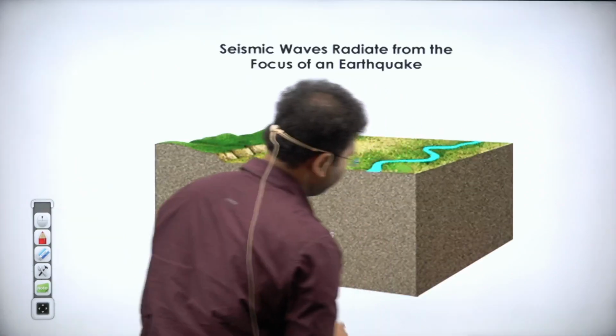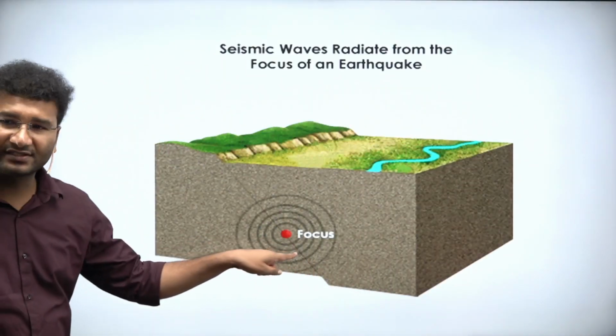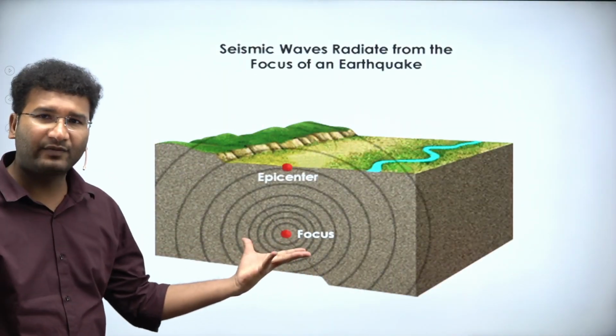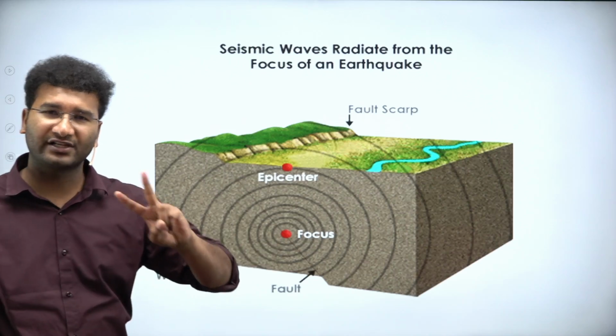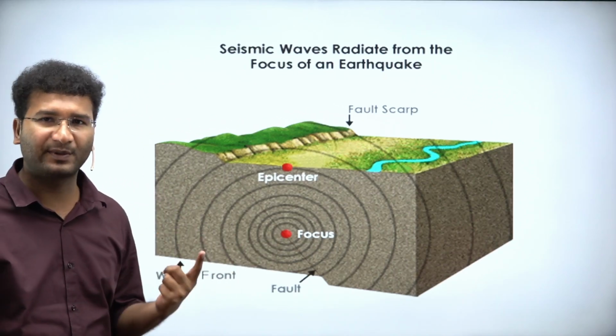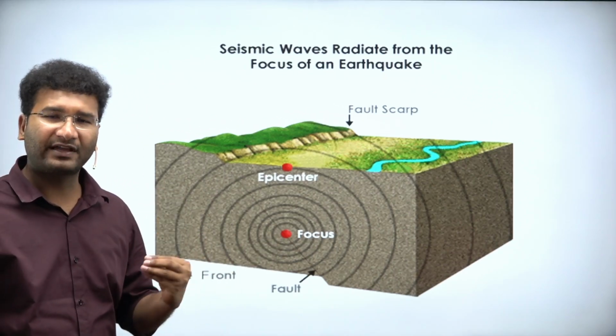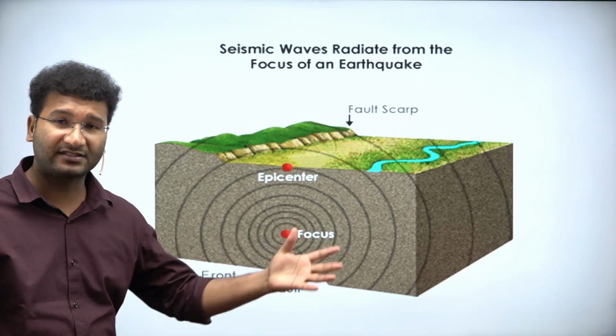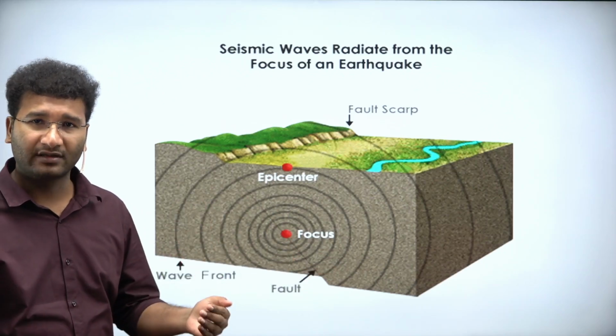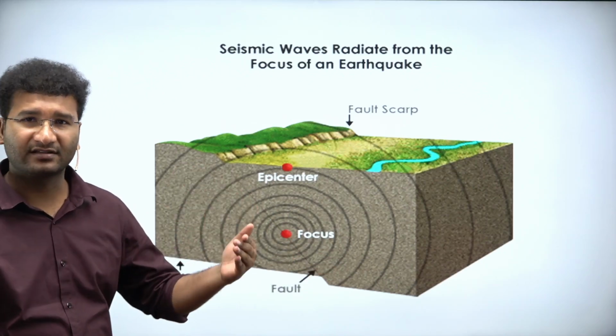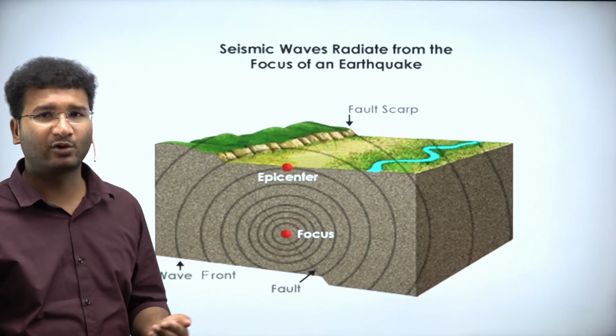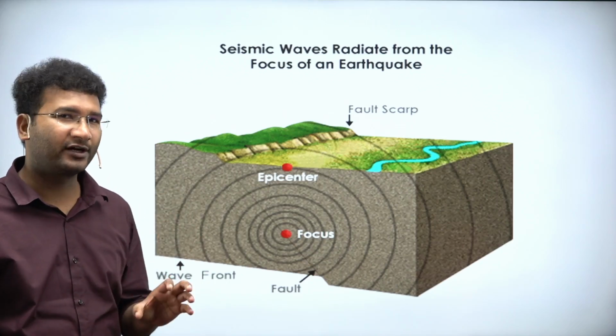Look at this. This is the focus. Whenever an earthquake is generated, it will release two sets of waves. What are these two sets of waves? One is the P wave and the other is the S wave. The P wave characteristic is that P waves travel faster and S waves travel slower. The P wave reaches the surface faster and S waves travel a little slower. P waves can pass through solid, liquid and gases.